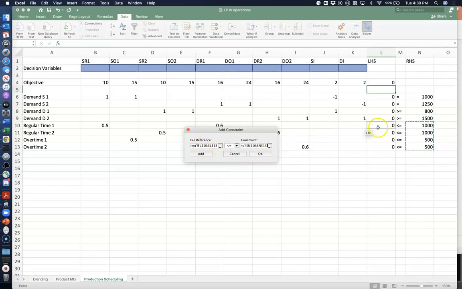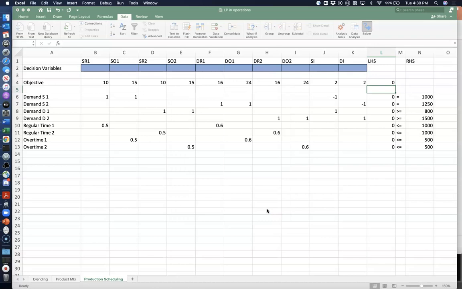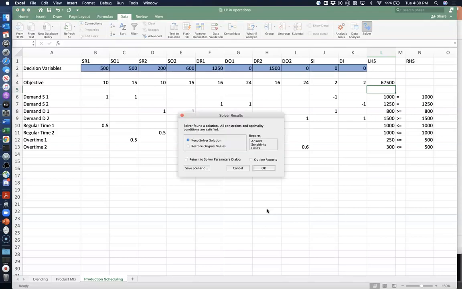L10 to L13 less than or equal to N10 to N13, right? So 4 less than or equal to constraints, 2 equal to constraints, and 2 greater than or equal to constraints are done. So we're going to click on solve and solve this problem. Wait a couple of seconds. And there you go. So that's the final solution.